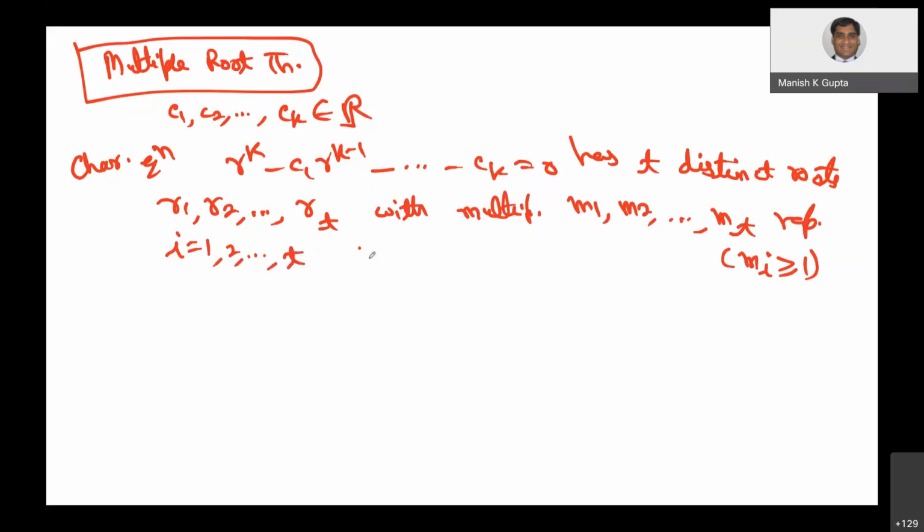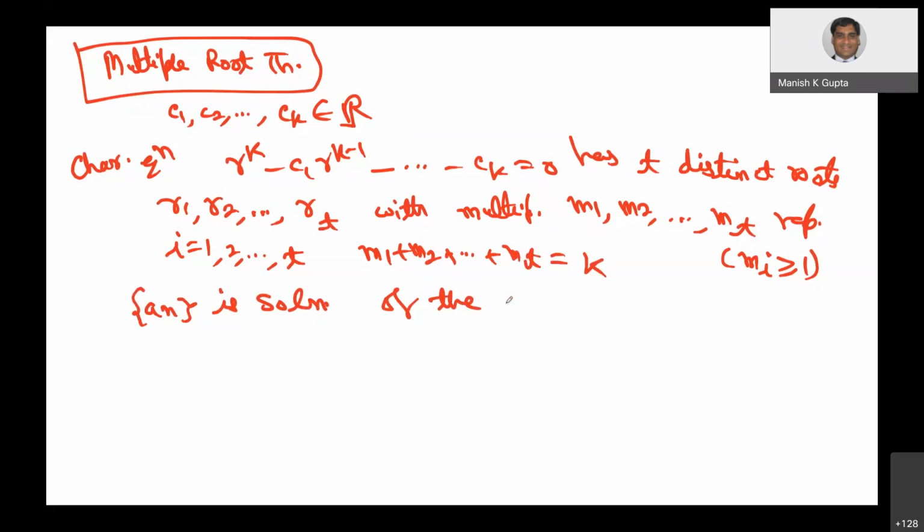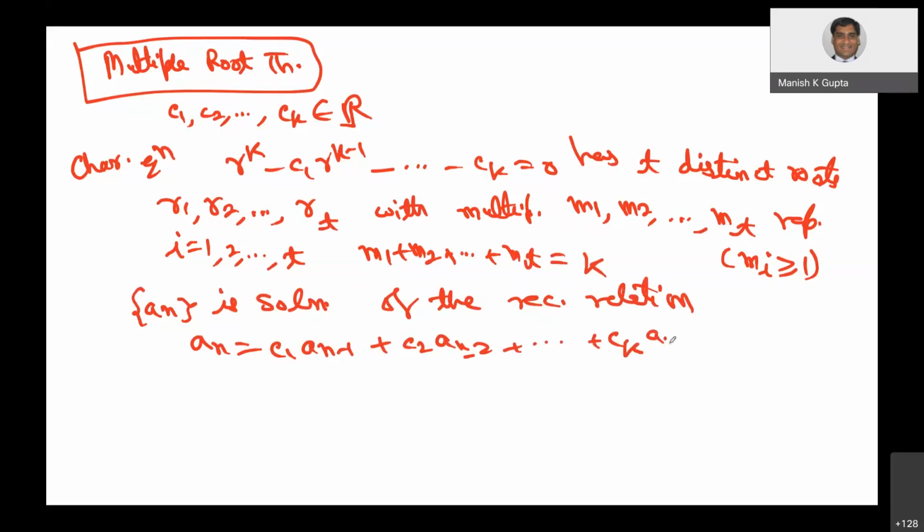We have m1 + m2 + ... + mt = k. That's the total degree. Then the sequence a_n is a solution of the recurrence relation, this time a_n = c1 a_{n-1} + c2 a_{n-2} + ... + ck a_{n-k}, if and only if a_n is of the form. This is the most general solution that is possible.